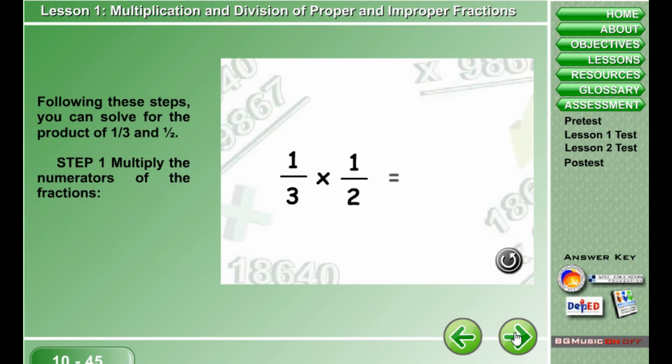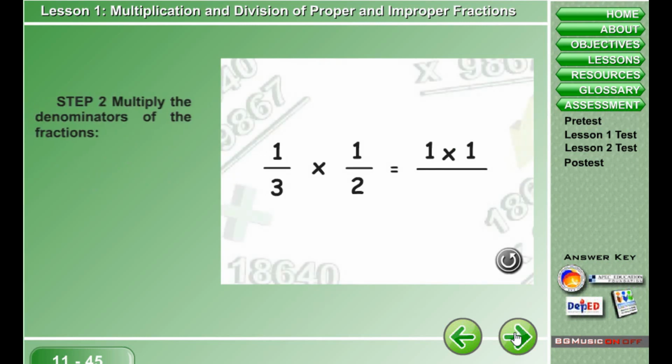Following these steps, you can solve for the product of 1/3 and 1/2. Step 1. Multiply the numerators of the fractions. Step 2. Multiply the denominators of the fractions.